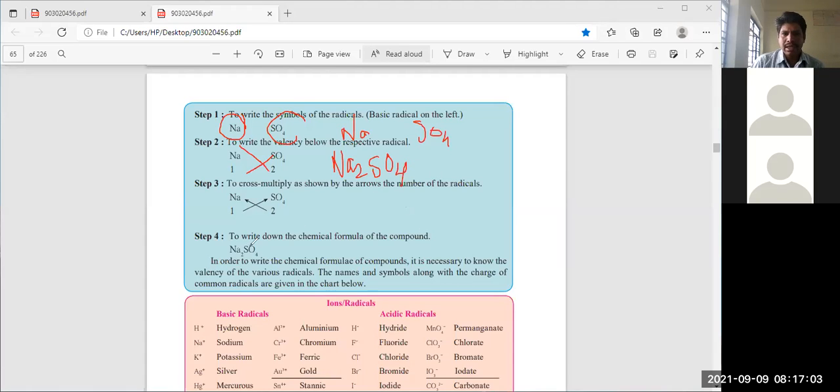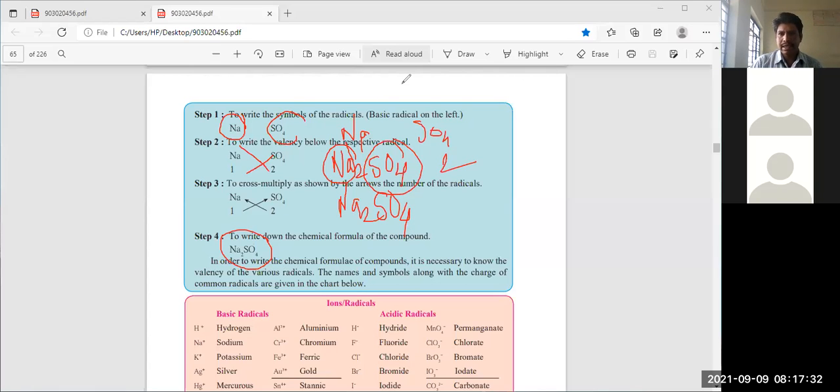Suppose now you'll get here Na2SO4, where SO4 is your sulfate. Here the valency of this sulfate is 2, and here the valency of sodium is only 1. So we just exchange their valencies and write like this: Na2SO4. This gives the molecular or chemical formula of the given compound.